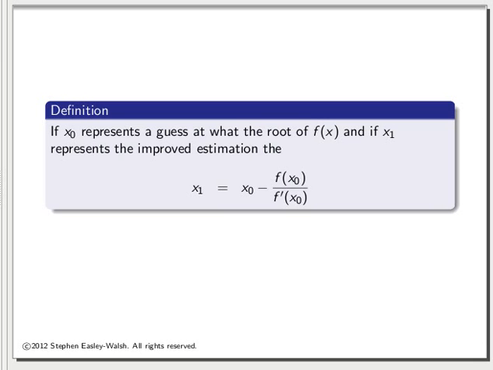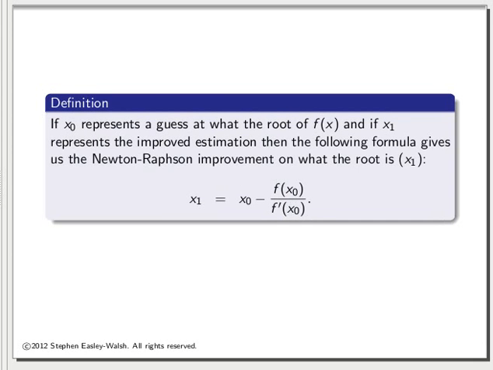Okay. So there you go. That's the Newton-Raphson formula. x1, the improved estimation of the root, is equal to x0, your estimation of the root, minus f x0 over f derivative x0. Okay, so please make note of that, it's very important.